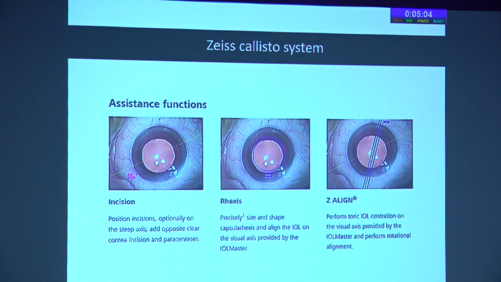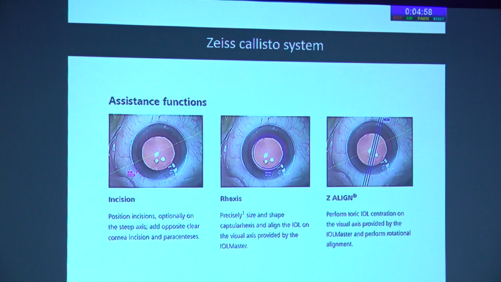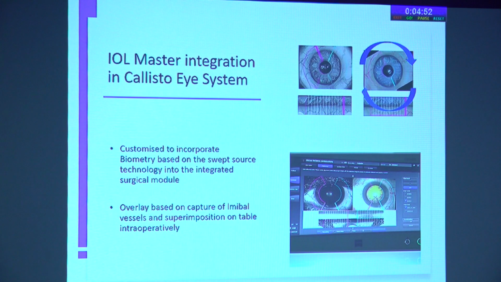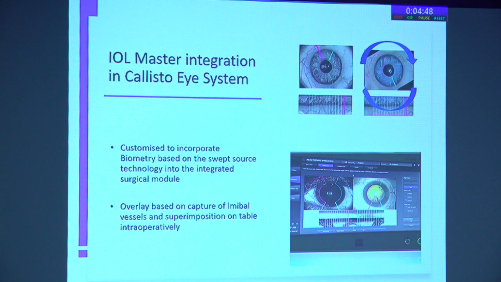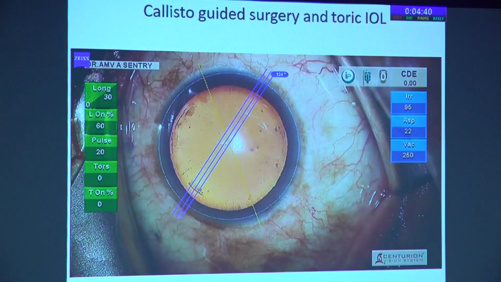So how this works is, again, like I said, it gives you the incision position if you wish to treat the astigmatism. It gives you a rhexis overlay, so you can center the rhexis, and also allows you to align your toric IOLs. So you need the IOL Master to integrate with the Callisto system. It takes pictures of the patient's blood vessels and the limbus and uses this as a reference mark to get the 0-180 degrees, and allows you to align your toric IOL along the respective axis.